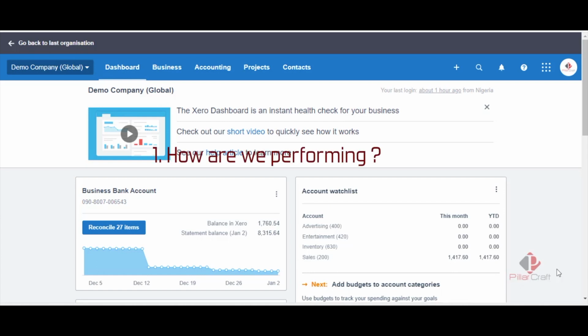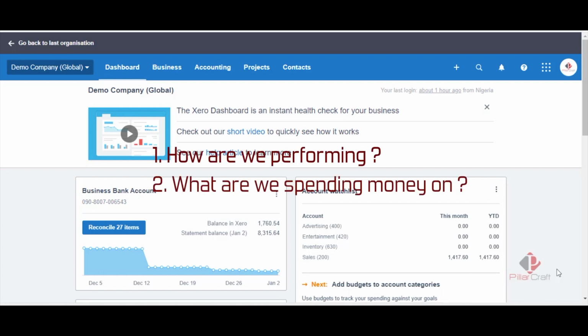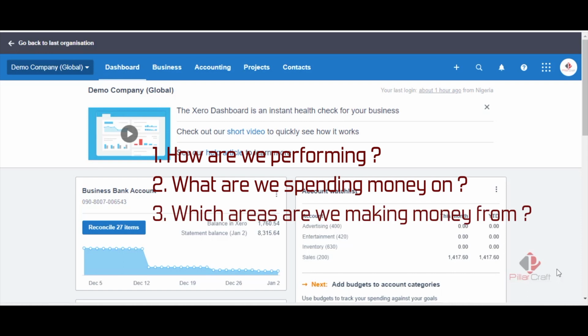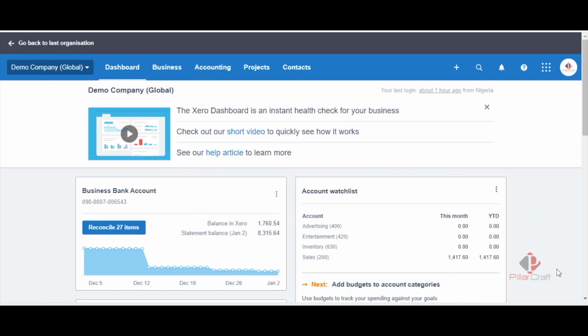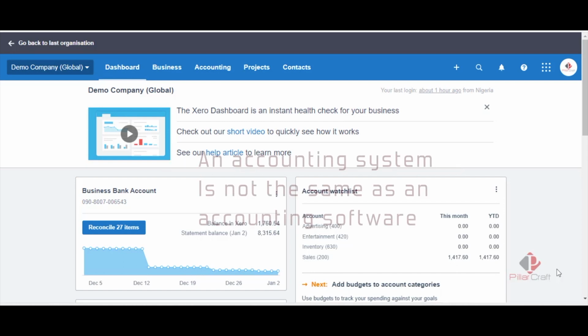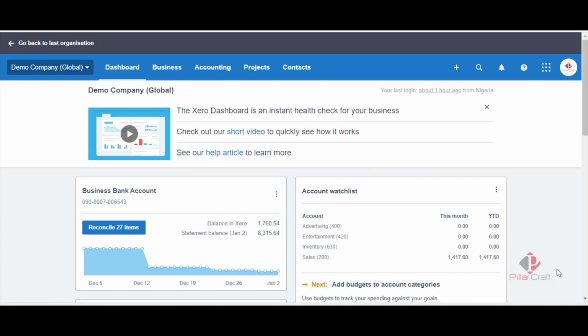Questions such as how are we performing, what are we spending money on, and which areas are we making money from, are usually set before you start looking for those answers in your financial statements. For your questions to be meaningfully answered, you must have a purposely driven accounting system. Please note, an accounting system is not the same thing as accounting software. Businesses, and sometimes accountants, confuse the two or use them interchangeably in discussions.